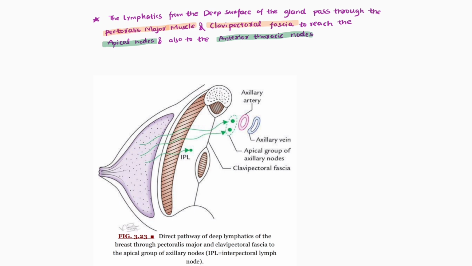In the next point, you can see the lymphatics from the deep surface of the gland pass through the pectoralis major muscle and the clavipectoral fascia to reach the apical nodes and also to the anterior thoracic nodes. In the diagram, you can see the direct pathway of deep lymphatics of the breast through pectoralis major and clavipectoral fascia to apical group of lymph nodes. See the green color arrows. It pierces the pectoralis major muscle and clavipectoral fascia to reach the apical group of axillary lymph nodes.